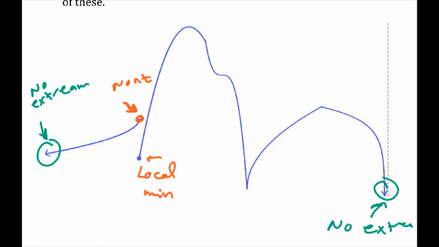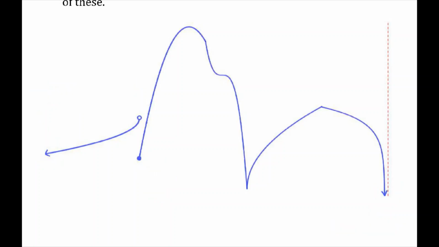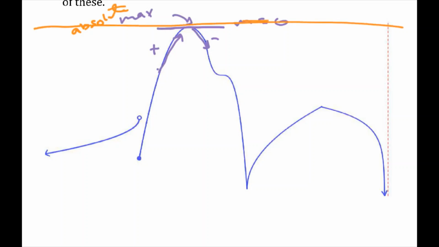Now, moving on to this point here. The slope here is 0. The function was increasing, so the slope is positive, and then it decreases, so it's negative. So this is a maximum point. Now, is it an absolute maximum? Yes, because it is the highest point in the whole graph.